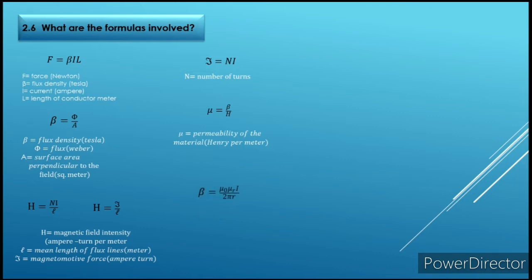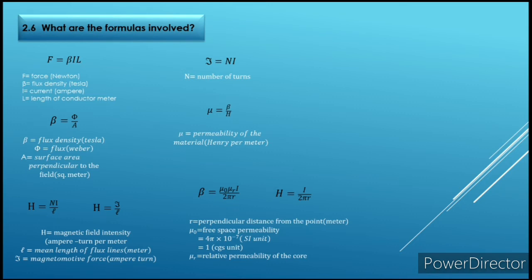And next is the flux density is equal to free space permeability times the relative permeability of the core times current over 2 pi r, and the magnetic field intensity is equal to current over 2 pi r, where r is the perpendicular distance from the point, unit is in meter, and the free space permeability, the value is 4 pi times 10 raised to negative 7 in SI unit, but in centimeter gram second unit is 1, and the relative permeability of the core.